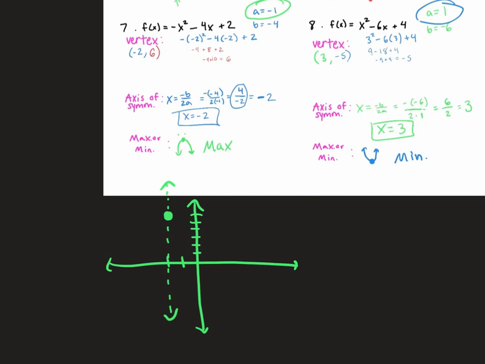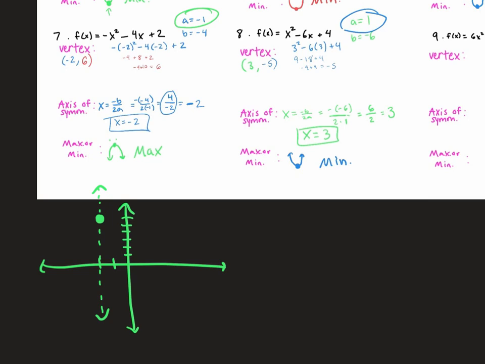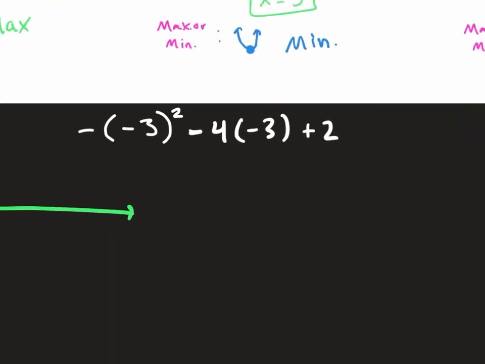So since our vertex is at -2, we want to plug in something close. We can plug in -3, we can plug in -1, we can plug in 0, since all of those are close and easy to work with. So we have -3 squared minus 4 times -3 plus 2. So let's work this out. What is -3 squared? -3 times -3. 9. But we have that negative out front, so it's -9.